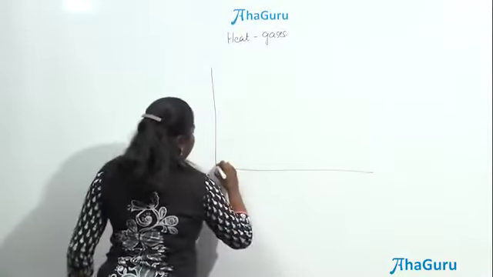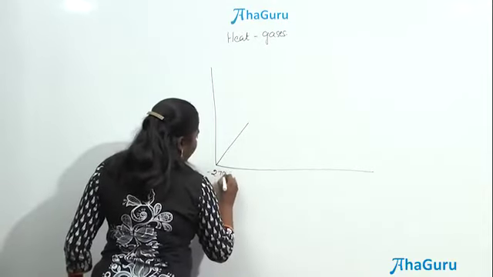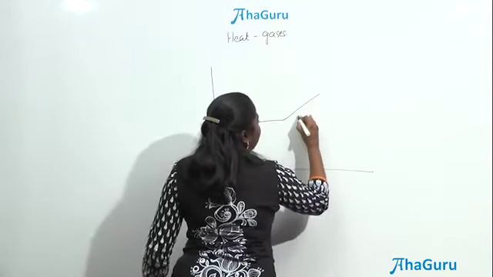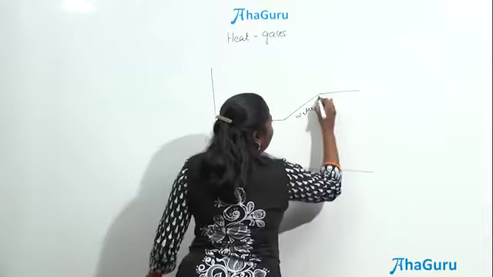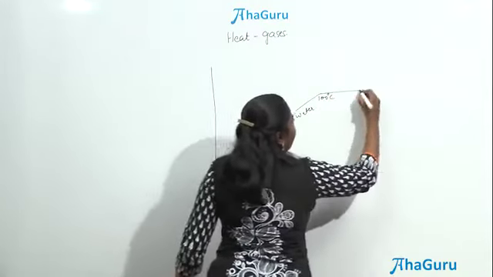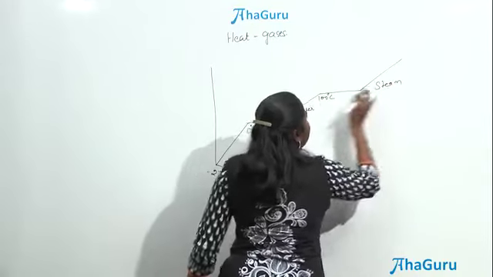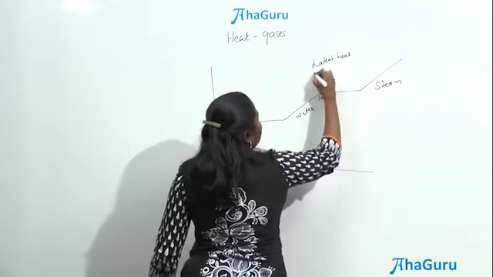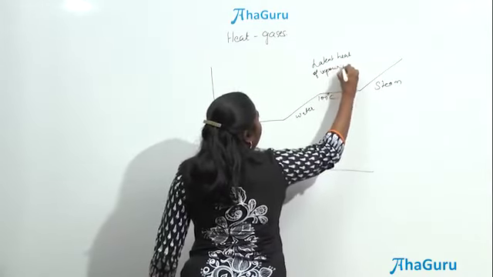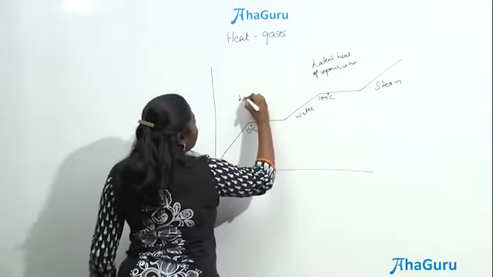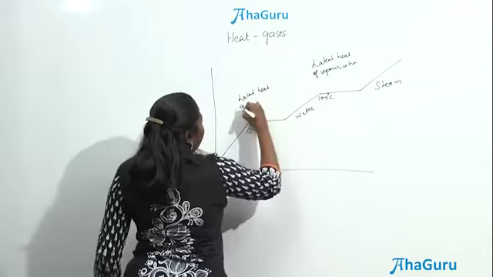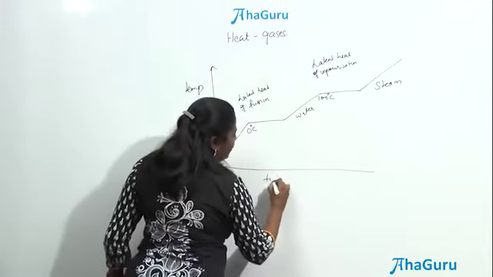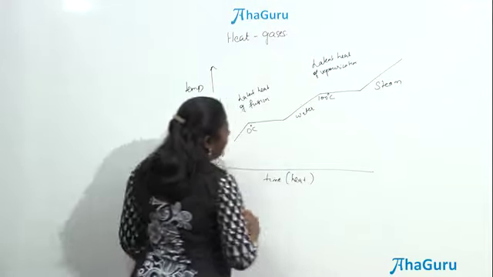I'm sure you would have seen this graph. From minus 273 degrees, and here it is 0 degrees Celsius, and from here this one would be water, 100 degrees Celsius, and then steam. This part we call latent heat of vaporization, and this part we call latent heat of fusion. This axis is temperature, and this is time, that is the heat energy supplied.